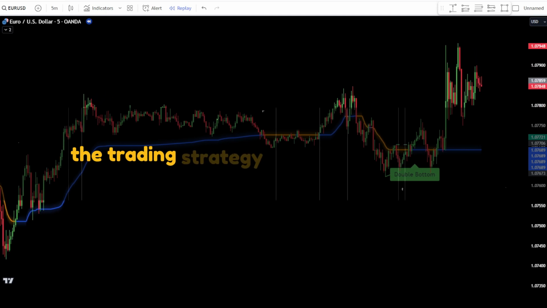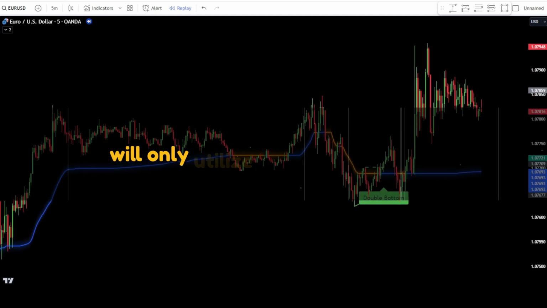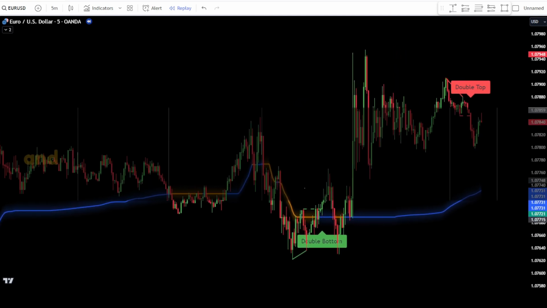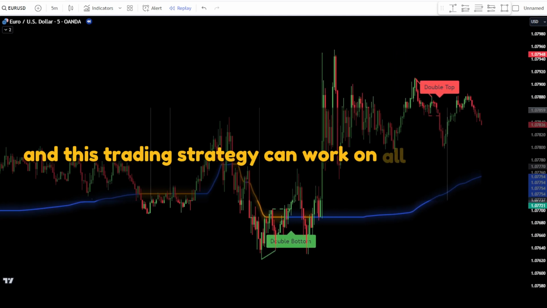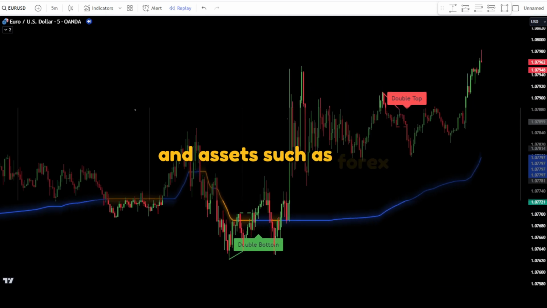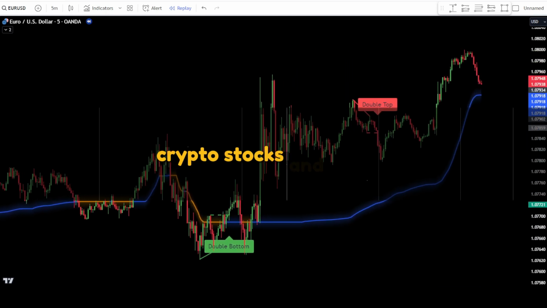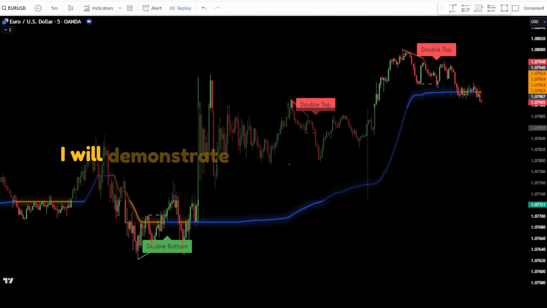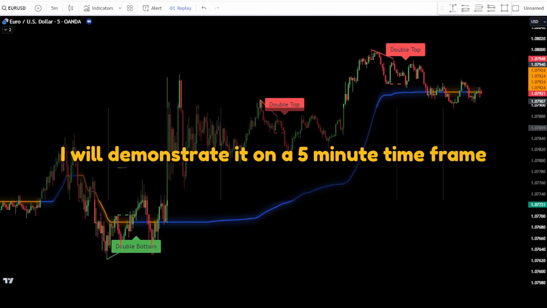The trading strategy discussed in this video will only utilize 2 free indicators that you can use on TradingView. And this trading strategy can work on all time frames and assets such as Forex, crypto, stocks, and others. However, for this example, I will demonstrate it on a 5-minute time frame.